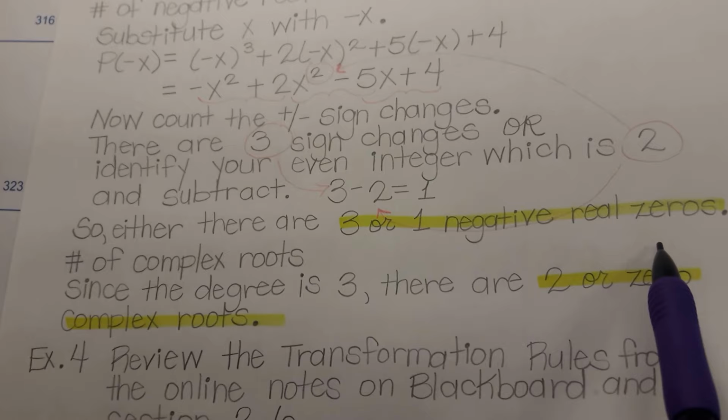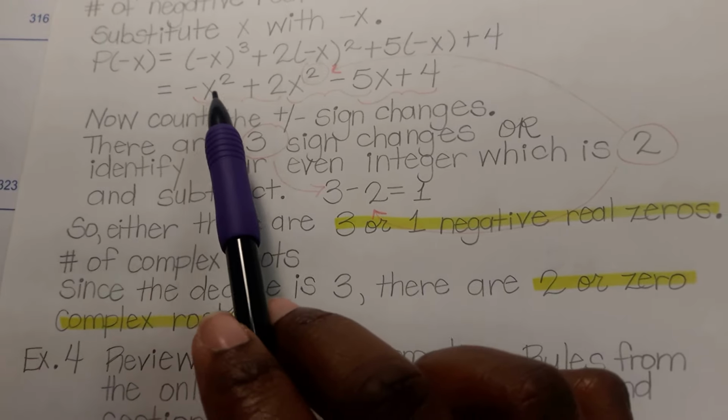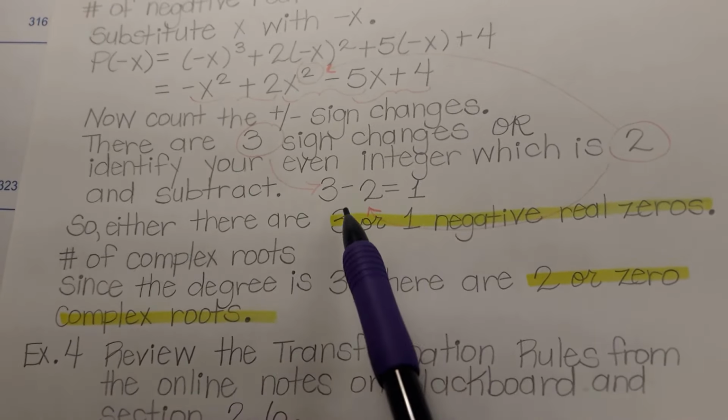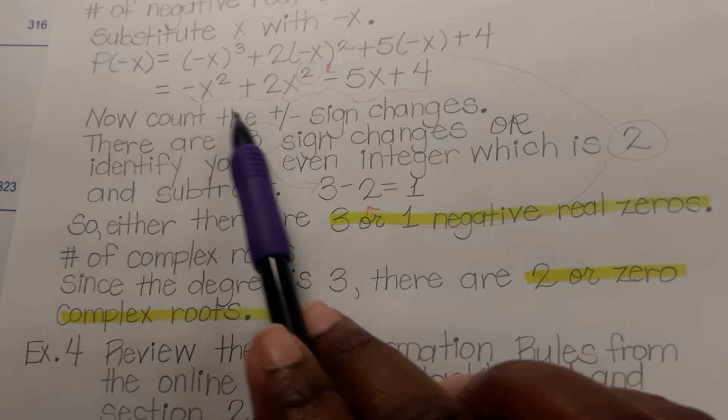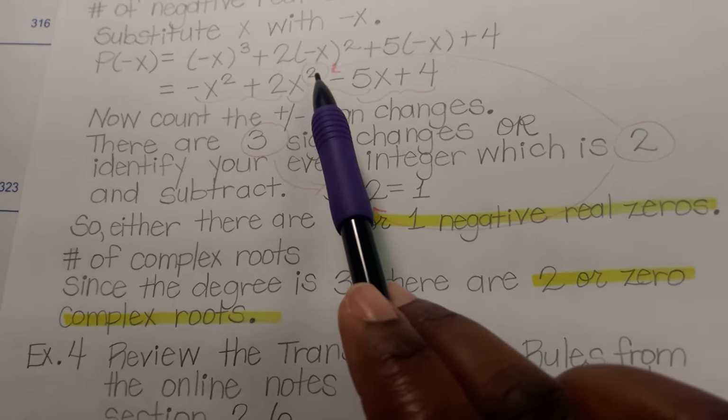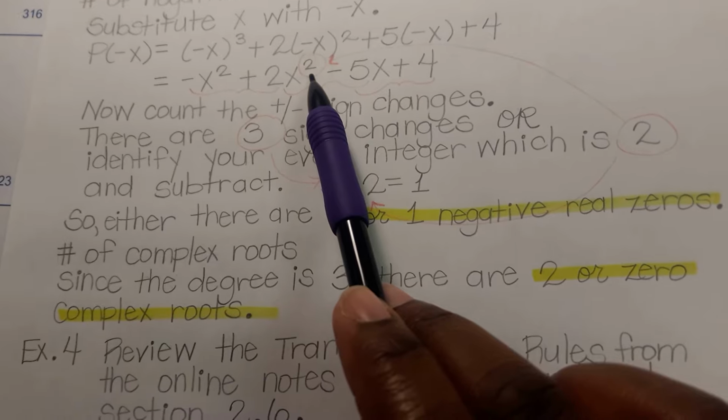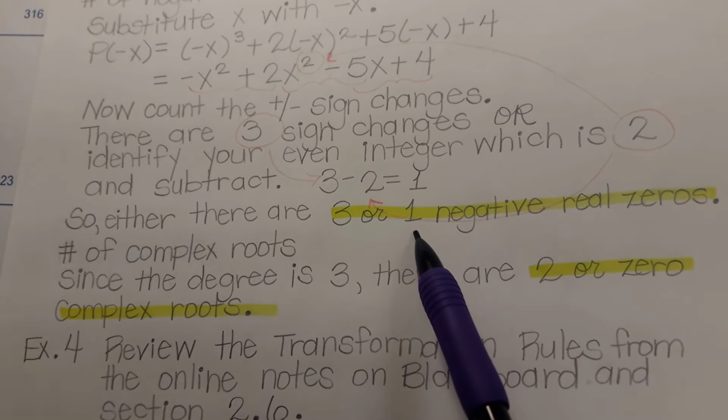So let's go over that one more time real quick. I had 3 sign changes. So that's how I got 3. Then I take that answer, which was 3, and subtract my even exponent to get 1.